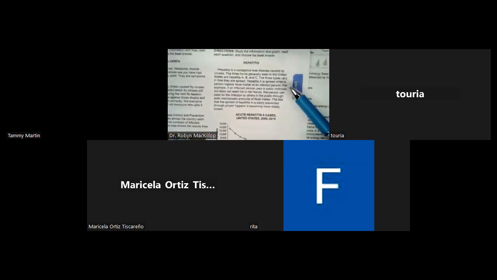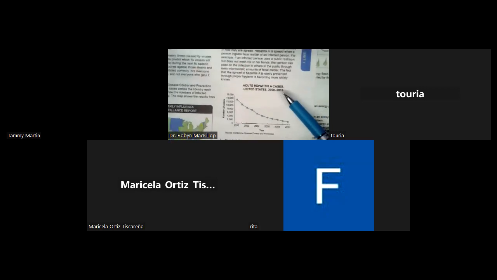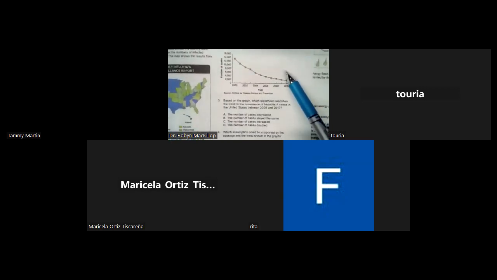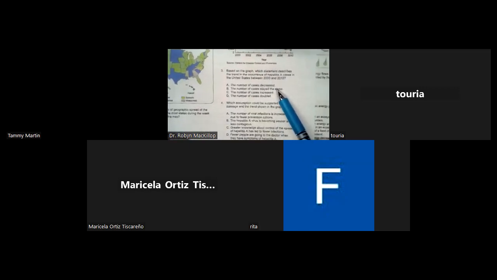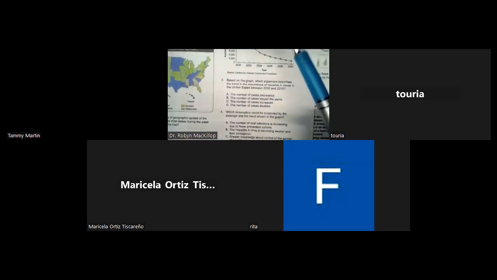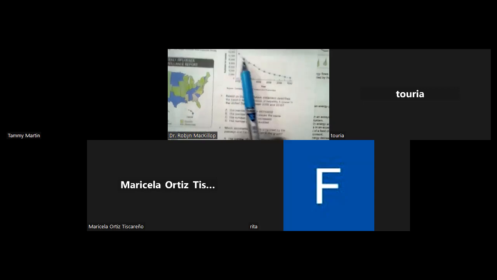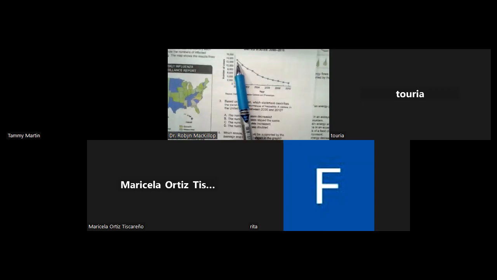Hepatitis. Acute hepatitis cases, United States, 2000 to 2010. Again, we have a table. Based on the graph, which statement describes the trend in the occurrence of hepatitis A in the US between 2000 and 2010? So the number of cases, whoops, you can't see that, sorry. The number of cases is decreasing over time, isn't it? Yes. So, hey, it went down.